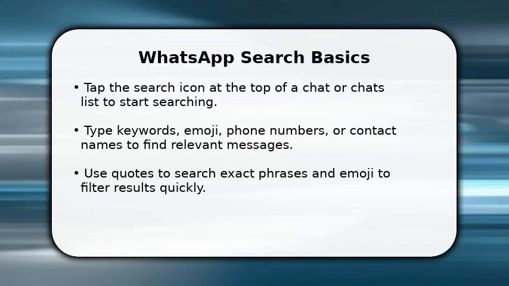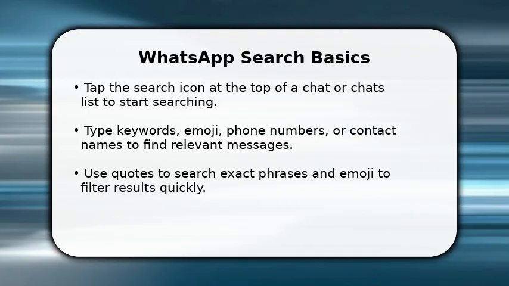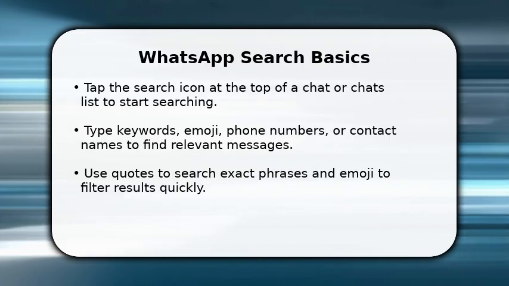Tap the search icon at the top of a chat or the chats list to start searching. The search field accepts keywords, emoji, phone numbers, and contact names for focused results. You can type partial words, and WhatsApp highlights matching segments inside messages for easy scanning.